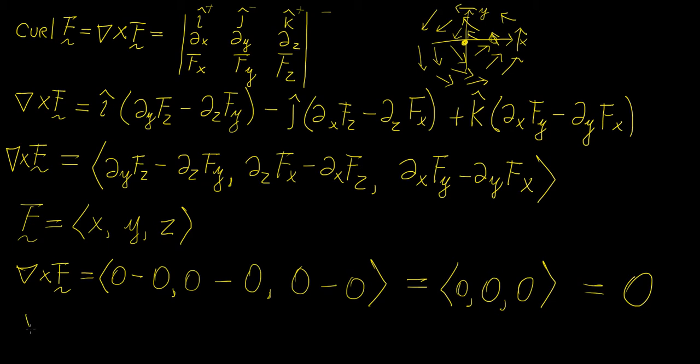Now whenever the curl of a vector field is equal to 0, we say that the vector field is conservative. So this is just a definition that is given to the vector field. Any vector field that is conservative will have a curl equal to 0.